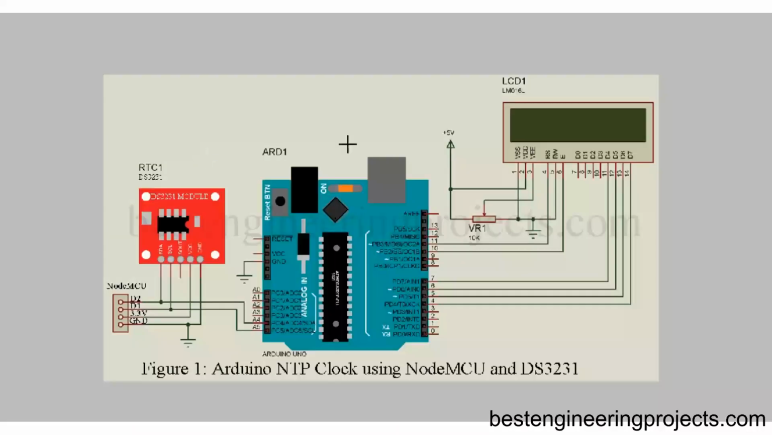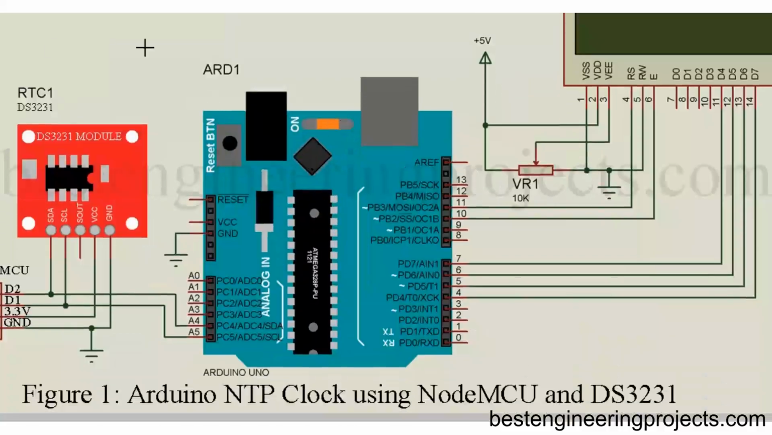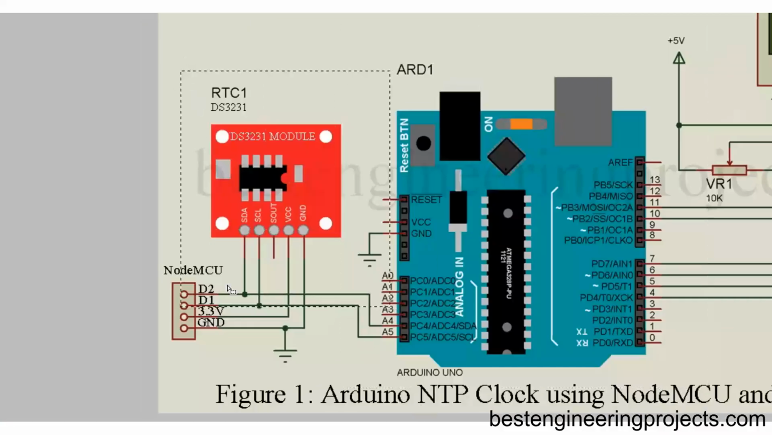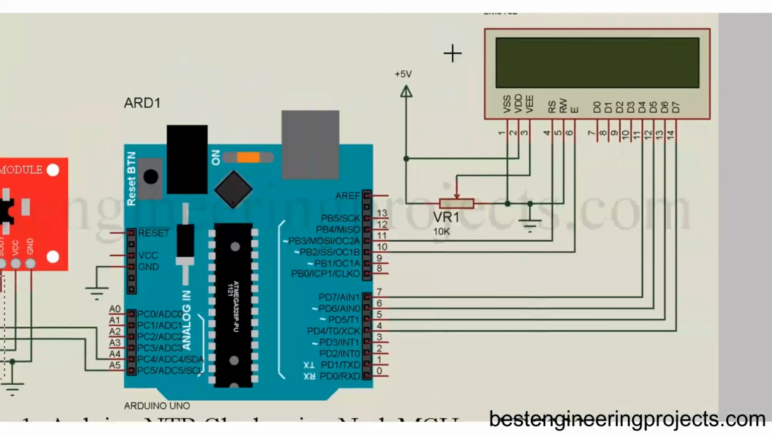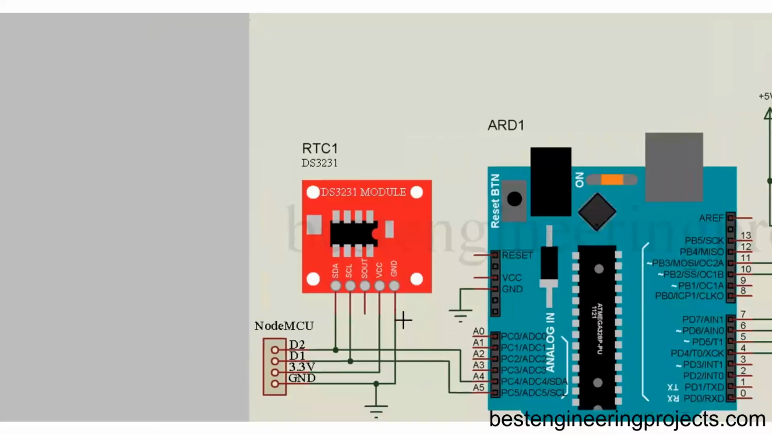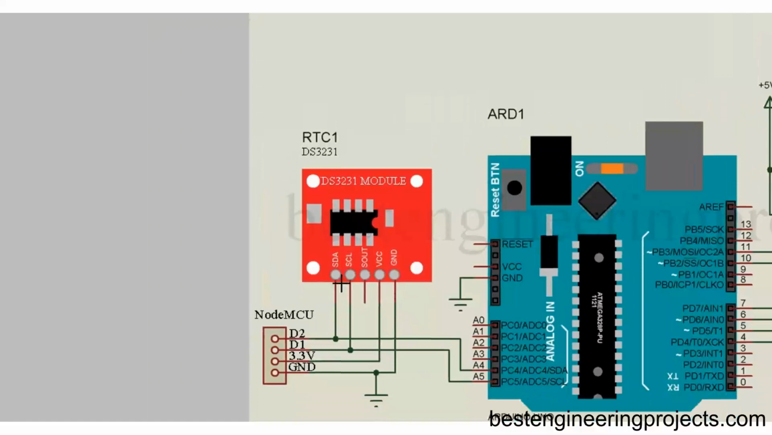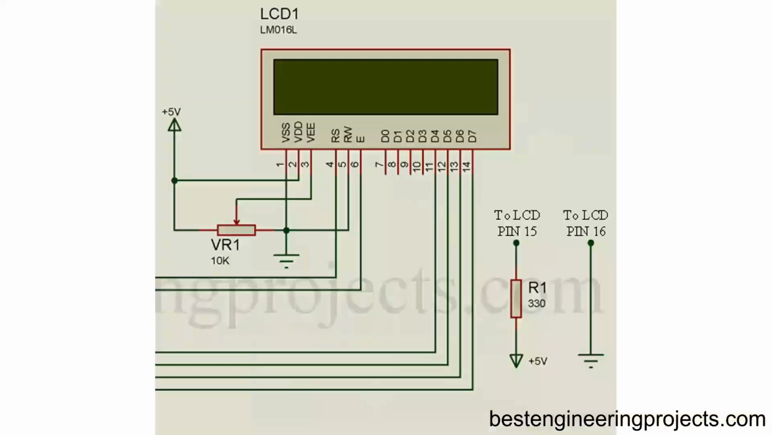Now let's see the circuit, how it looks. As you can see in the circuit diagram, each and every component has a specific library in Proteus, but the NodeMCU does not. So I'm using a 4 pin connector here, each pin representing D2, D1, 3.3 volt and ground respectively. Another thing is also missing in the circuit diagram: LCD pin number 15 and 16 are not shown here. Pin number 15 of the LCD is connected to plus 5 volt through a current limiting resistor, let's say 470 ohm. Similarly, pin number 16 of the LCD is connected to ground.